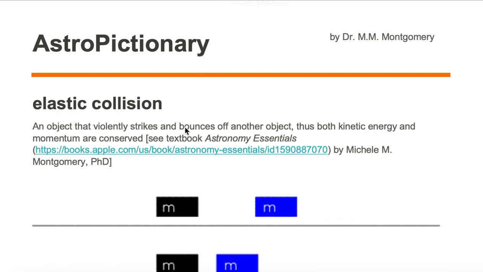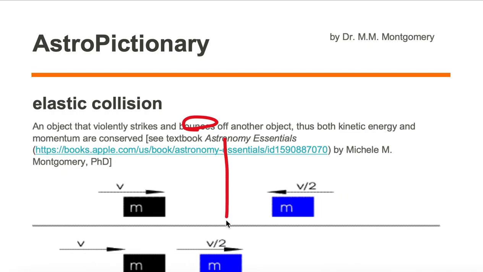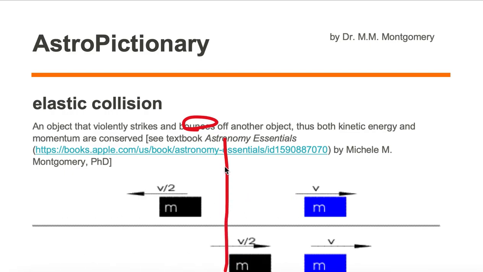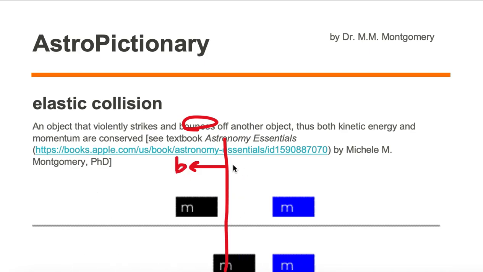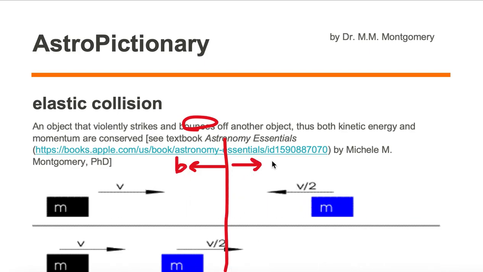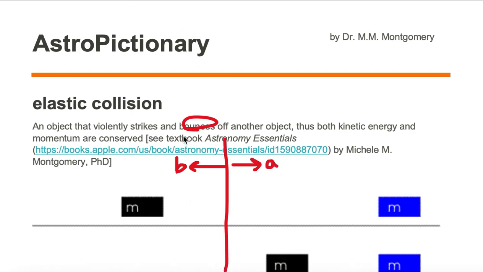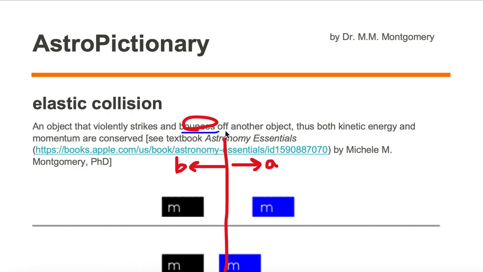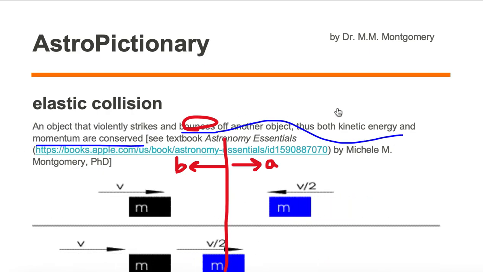Let's take a look at the bounce more closely. The bounce occurs somewhere right around here. To the left of the bounce is before the collision, and to the right of the bounce is after the collision. So let's take a look at that bounce. A bounce tells us that both kinetic energy and momentum are conserved.